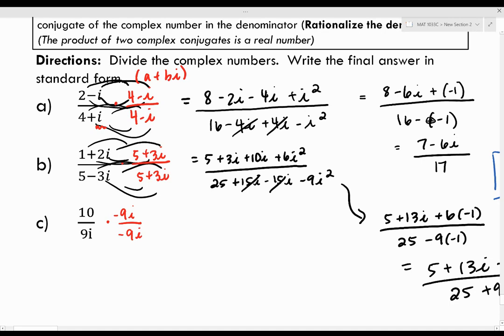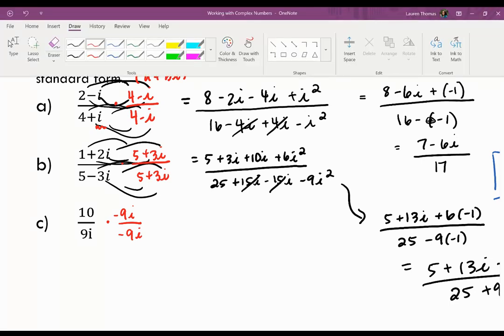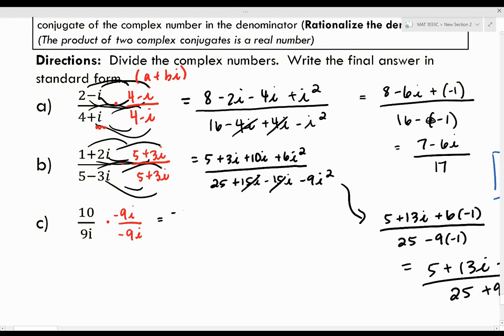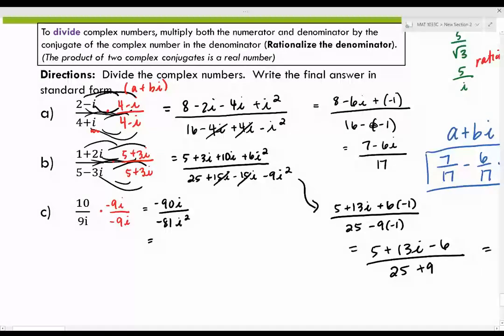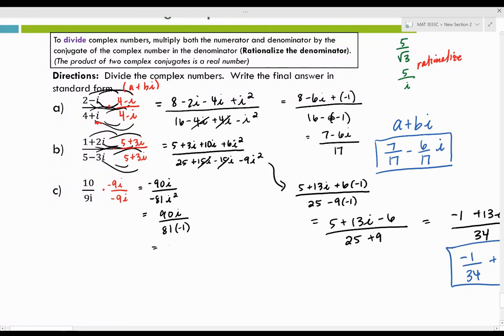Okay. And I'm going to multiply straight across. I'm going to multiply the numerators together and the denominators. That's going to give me negative 90i over negative 81i squared. When I do that, a negative over a negative is positive, and i squared is negative 1. That gives me 90i over negative 81. Okay. And then both 90 and 81 are divisible by 9. So it's going to give me 10i over negative 9.